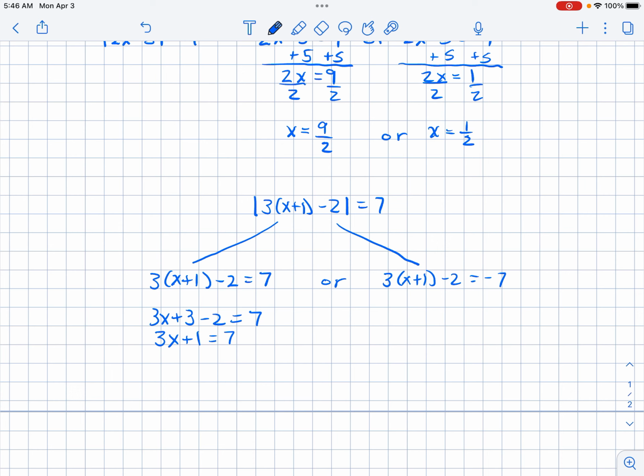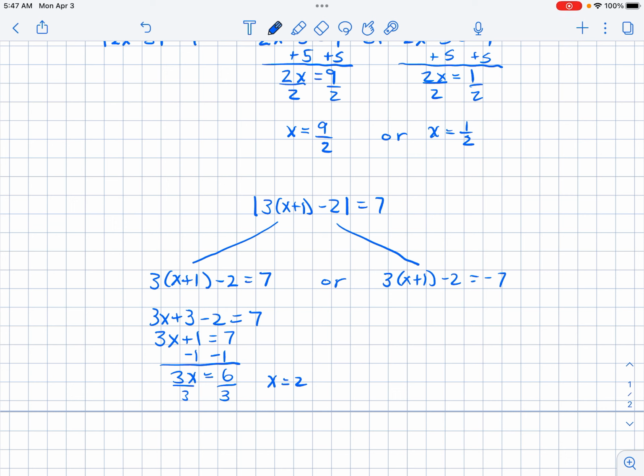Okay, then subtract 1. 3x equals 6, and then divide by 3, and I get that x equals 2. Okay, so that's one solution.